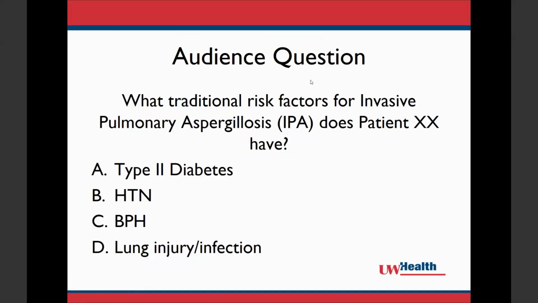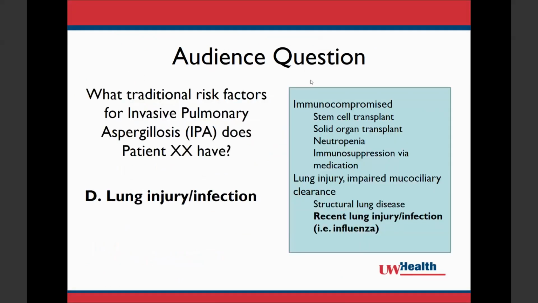Awesome, yeah, so everyone's getting it right, good job. So lung injury or infection is the traditional risk factor that our patient has, but you can see I reminded you on the right side here of the other typical risk factors. So immunocompromised status, and then even structural lung disease, like COPD.